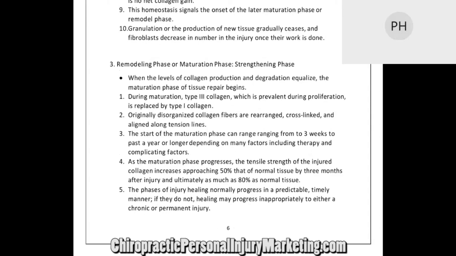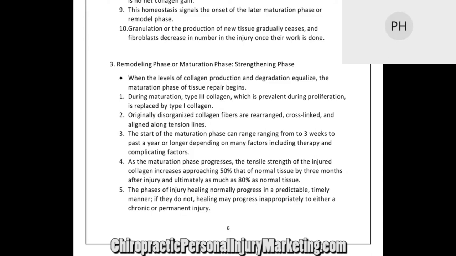When the levels of collagen production and degradation equalize, the maturation phase of tissue repair begins. During the maturation phase, type 3 collagen, which is prevalent during proliferation, is replaced by type 1 collagen. Originally disorganized collagen fibers are rearranged, cross-linked, and aligned along tensile lines. That's what chiropractic is trying to do in active, passive, and joint motion right there.